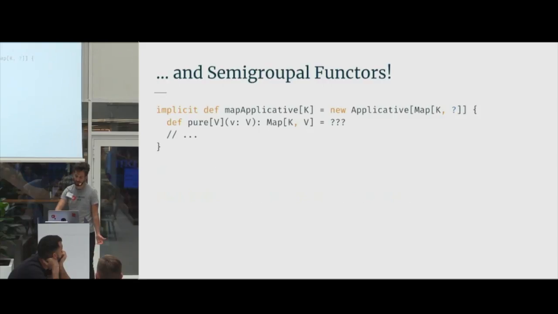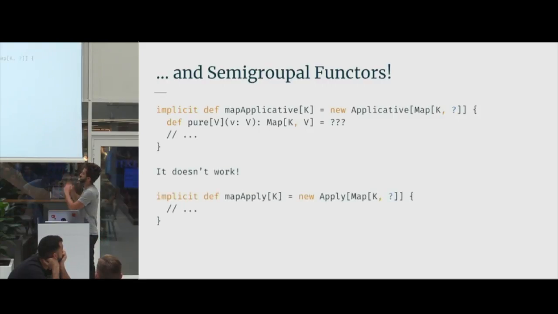So we can define a product function, but we can't define this pure function, whereas with apply, which is the semigroupal version, we can do this very easily. And then we can use non-empty lists, for example, to traverse over this map. And that's exactly what we can do.